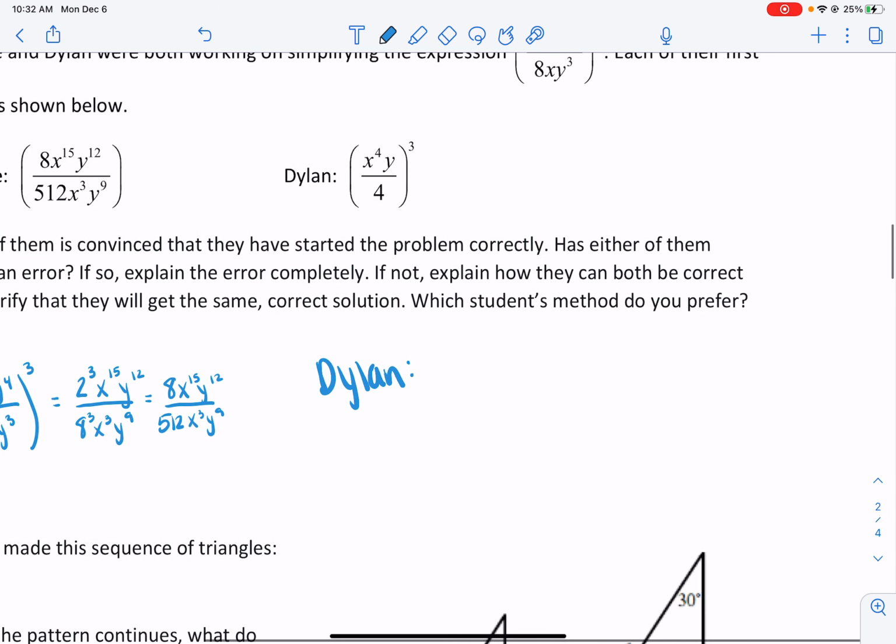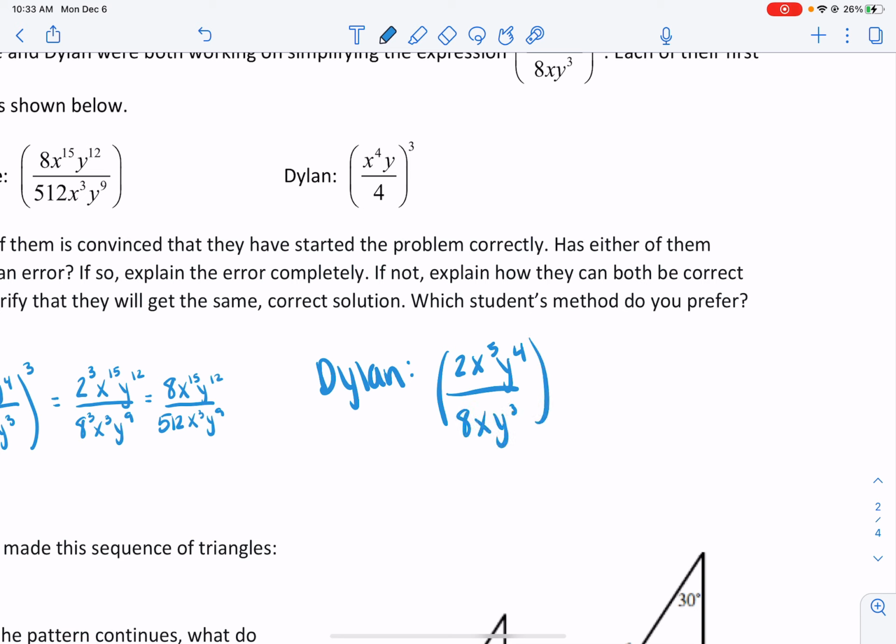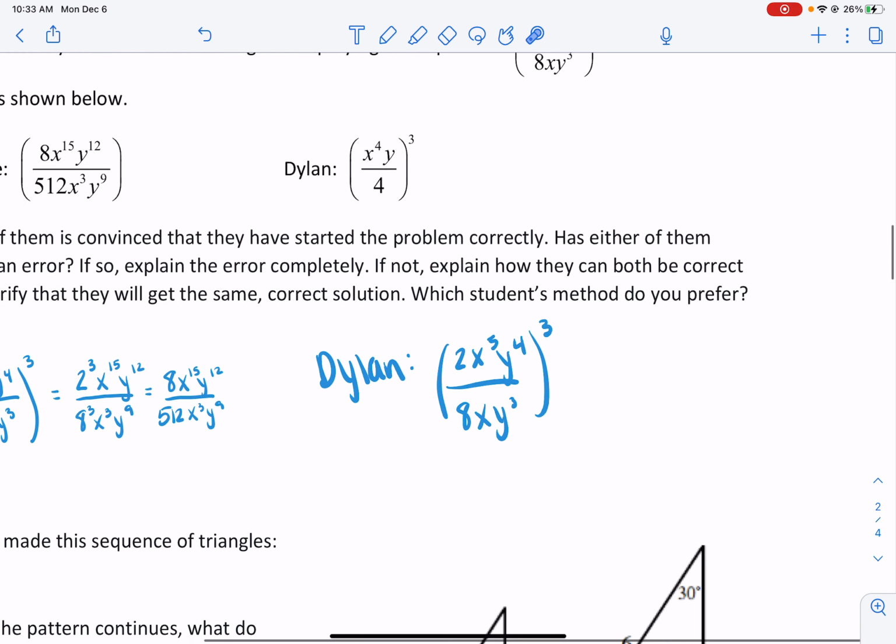Okay, so remember, we're starting from the beginning. We've got 2x to the 5th power, y to the 4th power, all over 8xy cubed, and that's all to the 3rd power. Something I'm noticing with Dylan's step here is that the 3rd power is still there, so I don't think he's done anything with that.